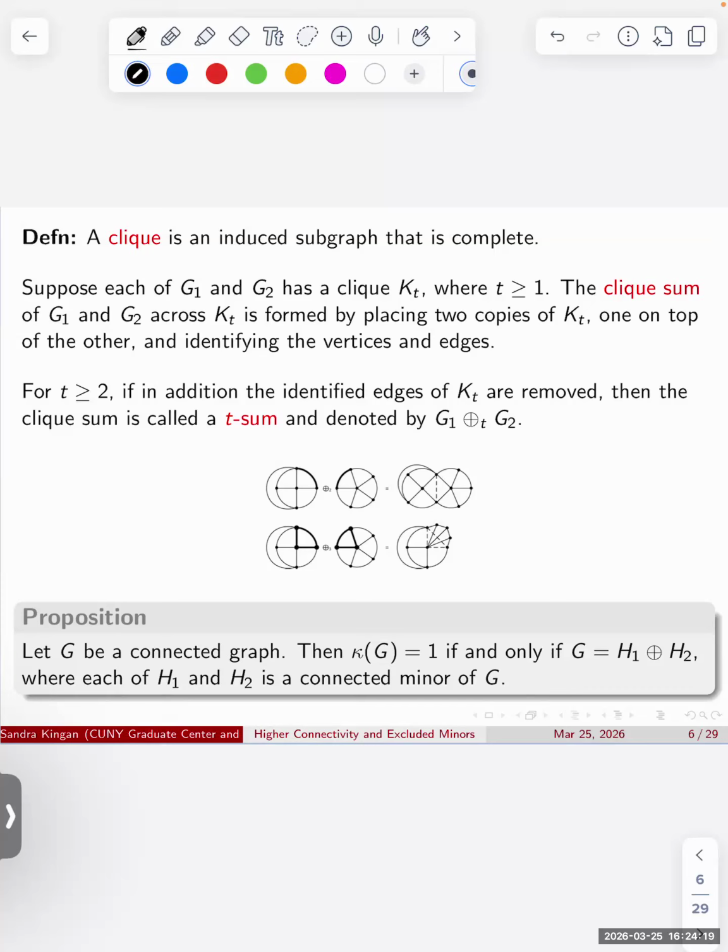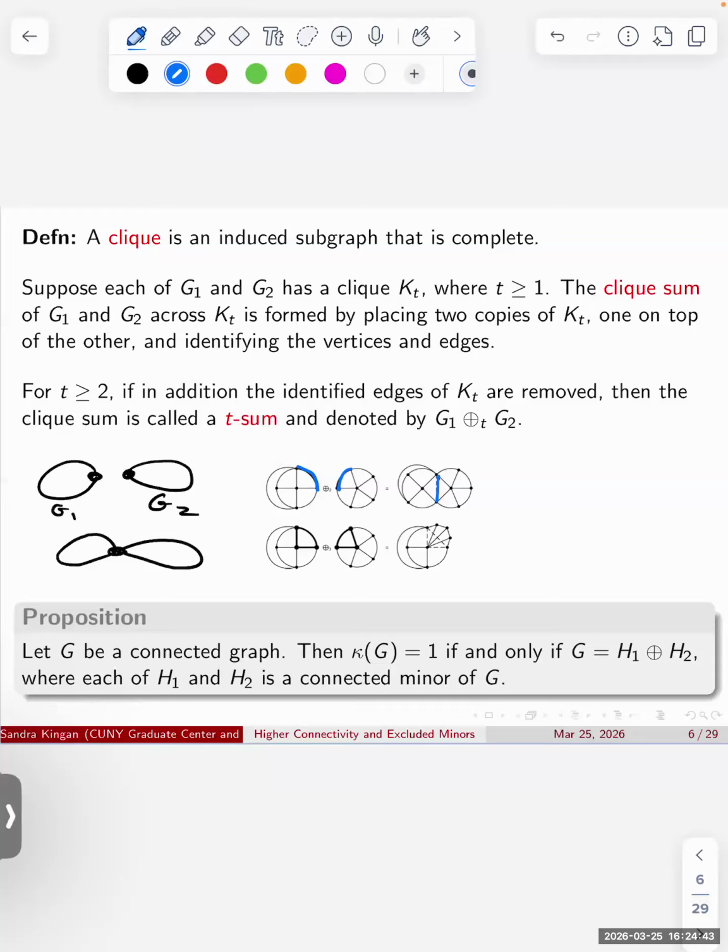So for example, if you have G1 and G2, you can attach it at any vertex like this, and this would be the clique sum across K1. So if you want to attach across K2, K2 is an edge. So here's an example. You attach it across the edge and you get this graph here.